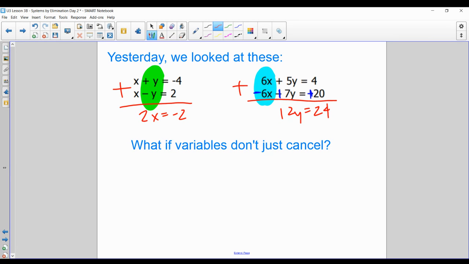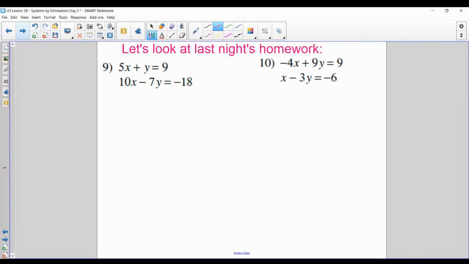So what do we do if the variables don't just cancel? We can set it up the same exact way, it just requires a little bit of work on our part. If you go to last night's homework, these 2 problems were at the bottom. We didn't do them. If you look at the first one, number 9, I have 5x and 10x, and I have y and -7y. Neither of those match, so if we add the 2 equations together, we're not going to eliminate a variable, and we need to eliminate a variable.